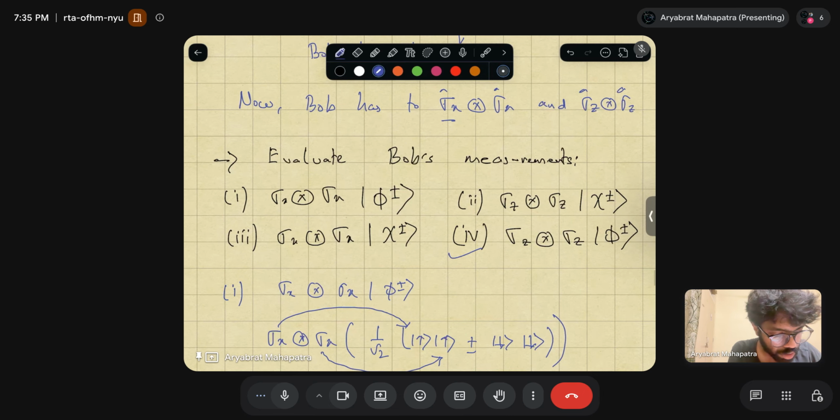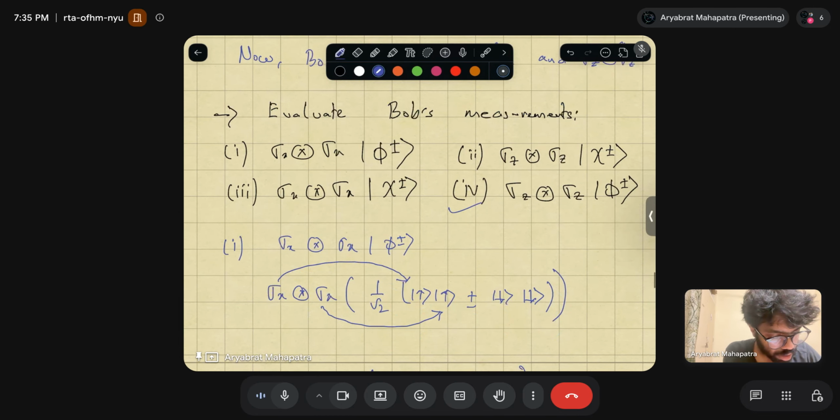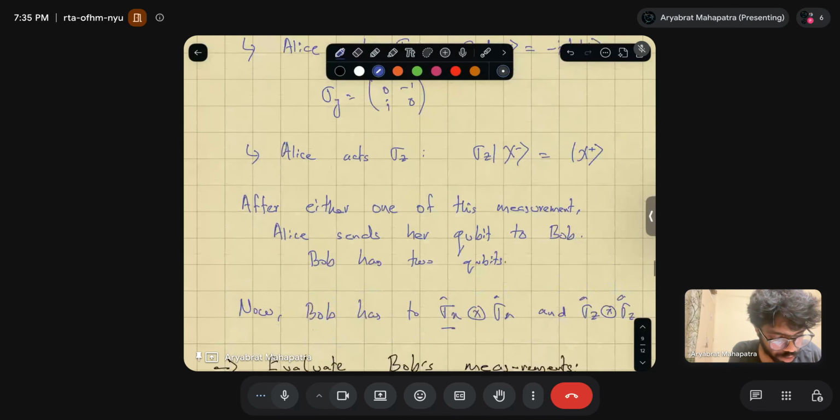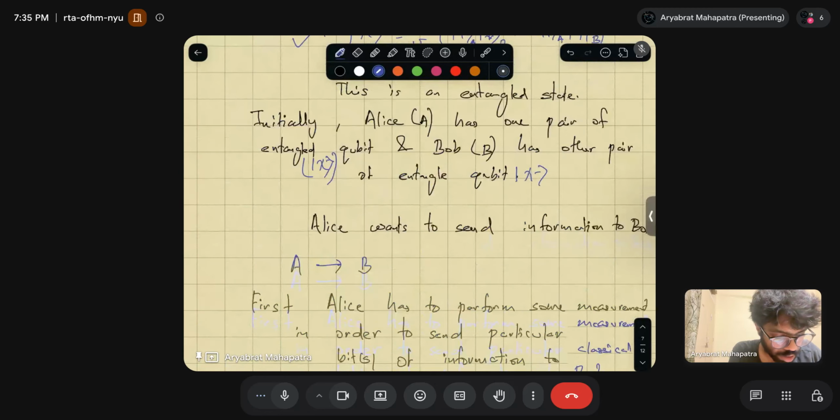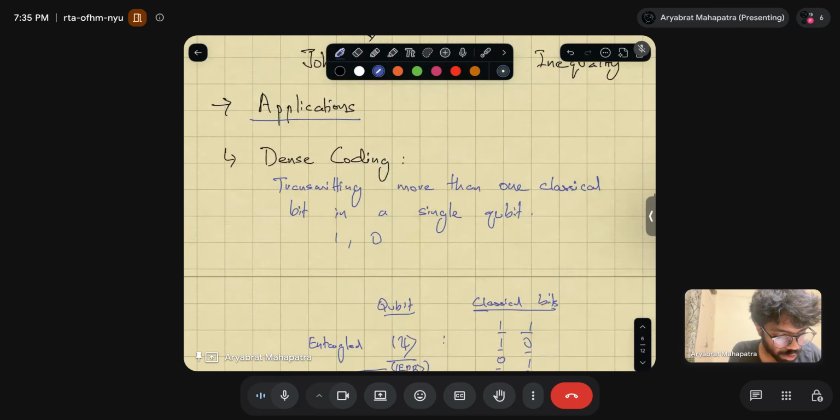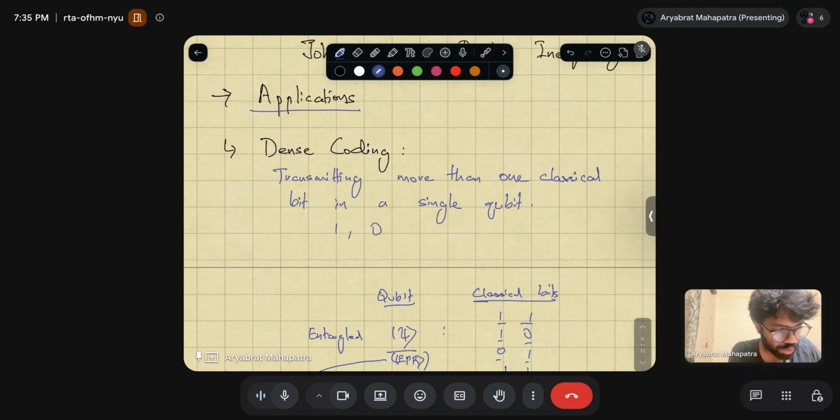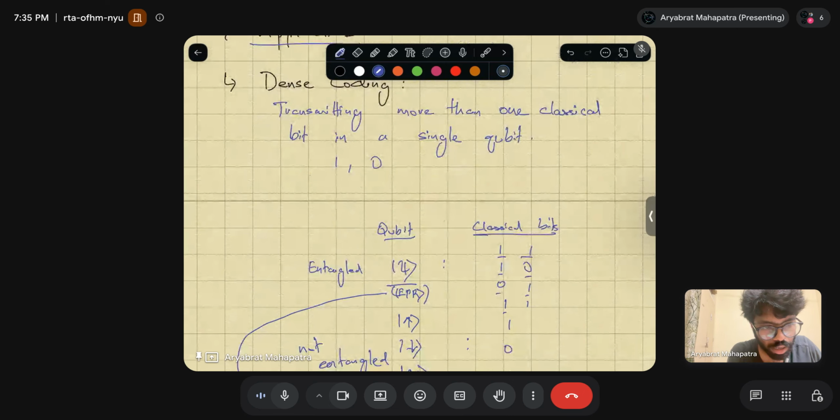So I was telling you, one of the important applications of quantum entanglement is dense coding. In dense coding, we can send multiple classical bits. In this particular case, we are using two entangled quantum states, like up up and up down and so on. In this entangled state, we can send at least 2 bits of classical information using 1 qubit.